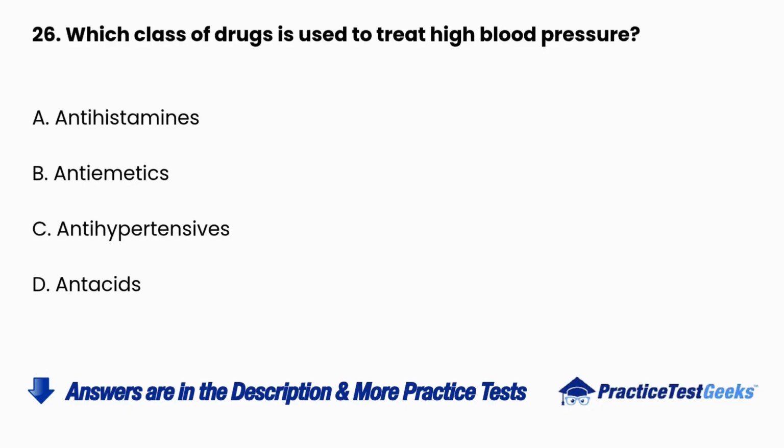26. Which class of drugs is used to treat high blood pressure? A. Antihistamines. B. Antiemetics. C. Antihypertensives. D. Antacids.